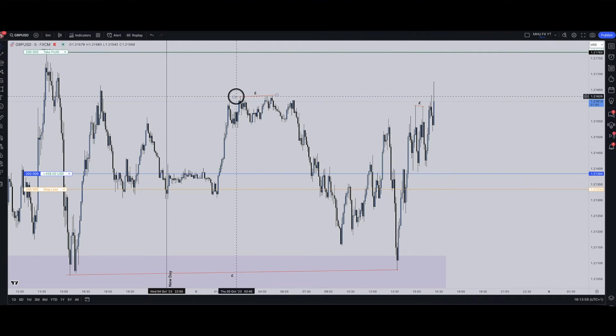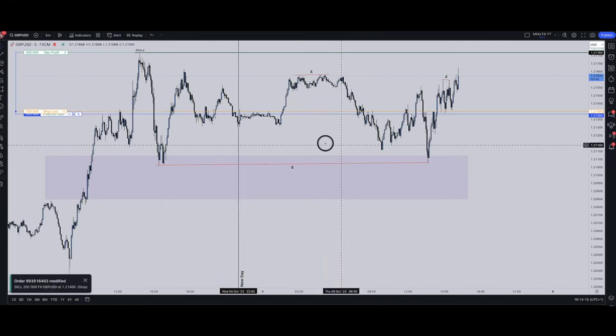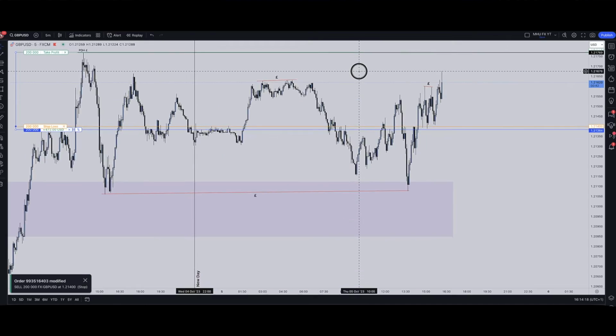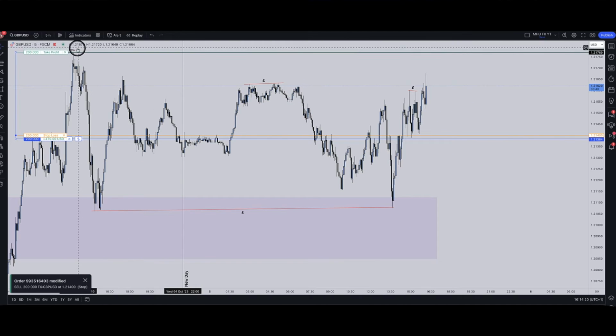All right, guys, now we have run out the relative equal highs. I'm going to go ahead and move my stop loss to break even now. So I'll move my stop loss to break even now, and I'm going to wait for price to get to this high over here. And then I'll be closing off the trade.